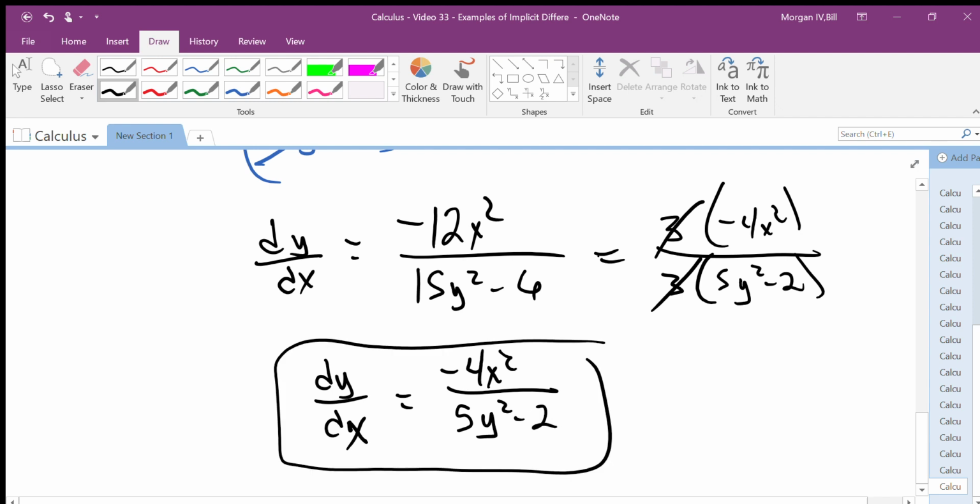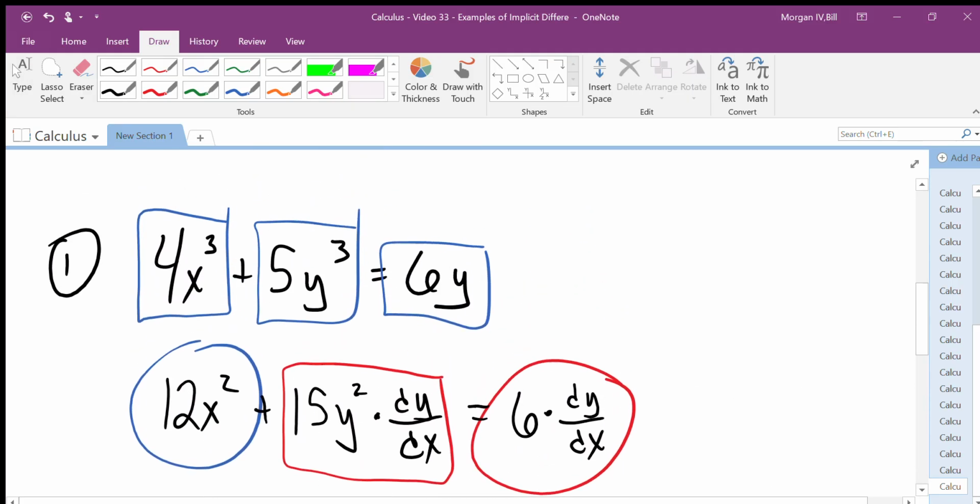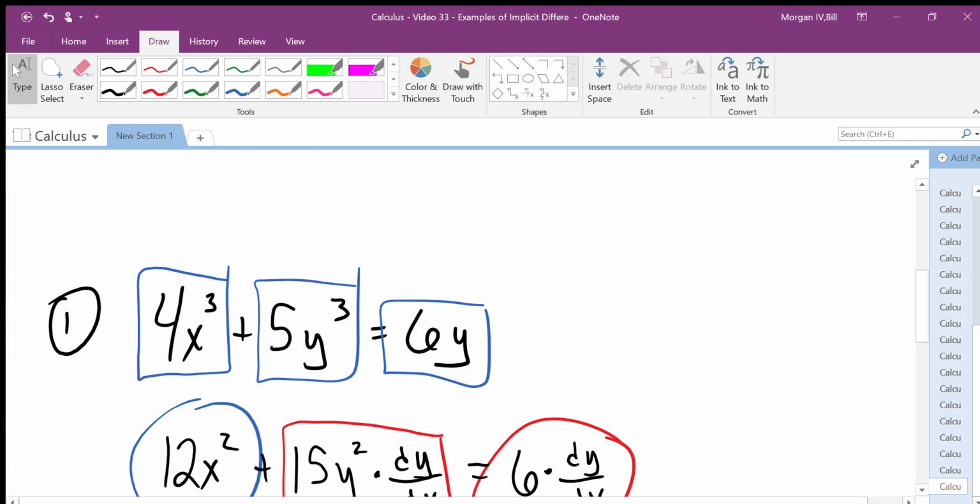There we go. We have found the derivative implicitly. But let's not lose sight of what this is doing. This is allowing me to find the slope of the tangent line at any point on the original curve. That's what the derivative does. So if I go back up here, we have this curve, 4x cubed plus 5y cubed equals 6y, which honestly I have no idea without thinking about it further what this might look like. It's some curve.